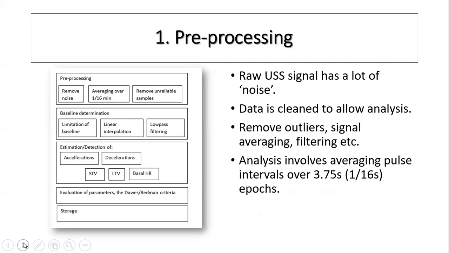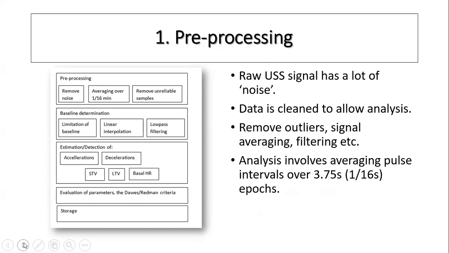So what happens is that the raw ultrasound signal has a lot of noise from maternal movements, the probe around the tongue, other blood vessels, and bowel movements. They all produce a lot of noise in the analysis, and all of these noises are often out of range. So what the analysis does is to average out the signal, remove outliers and filter it to get a good signal. Then it analyzes it in epochs: every minute is divided into 16 bits, and it analyzes the 3.75 second epochs.